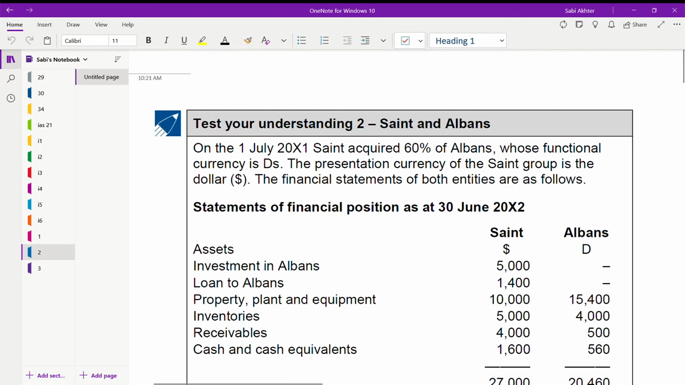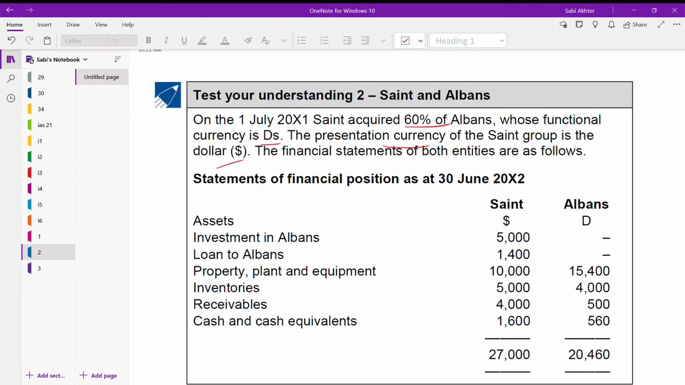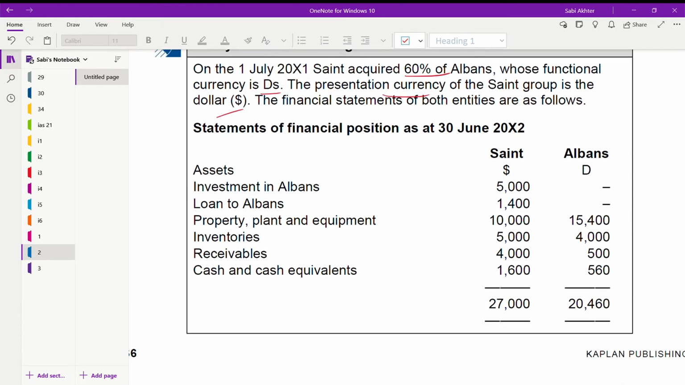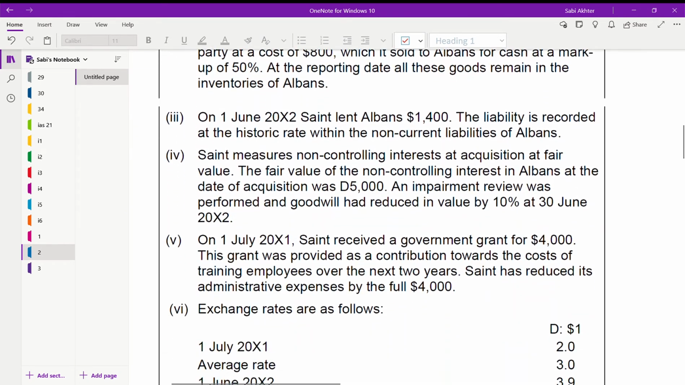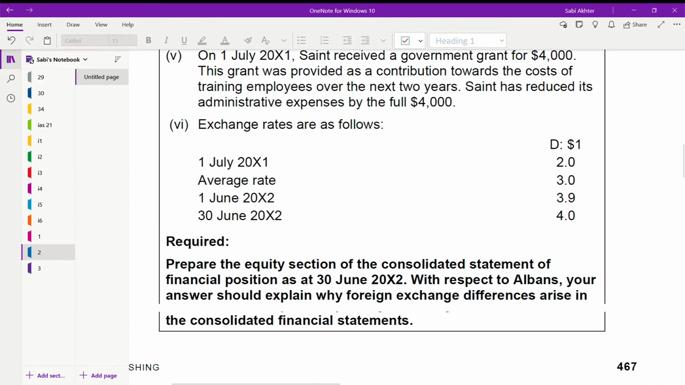Now let's come to the second. Parent acquired 60%. Functional currency is DS. Presentation currency is dollar. Presentation currency does not matter when you are calculating your goodwill. It is the functional currency, that is DS. So you have been given the following information. Before going to the following information, prepare the equity section.